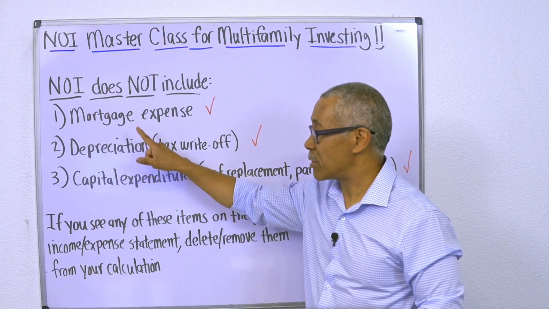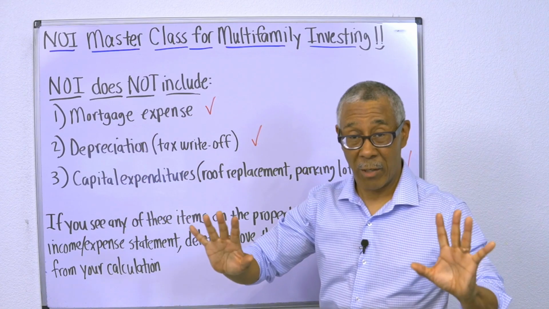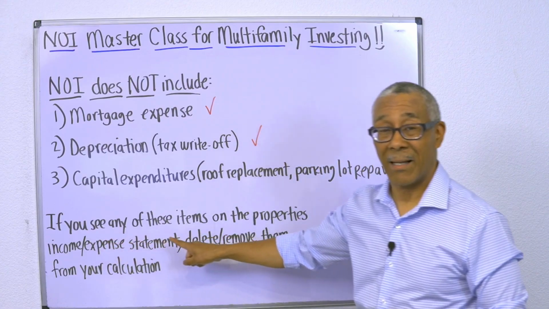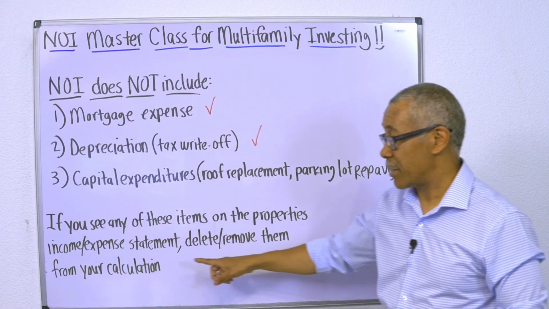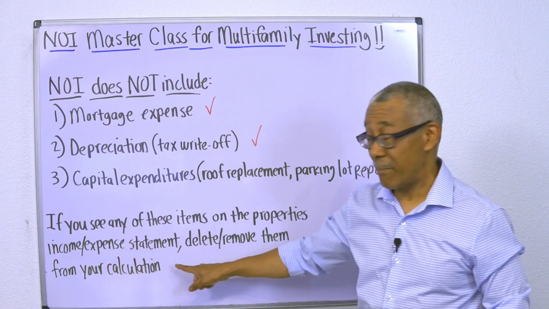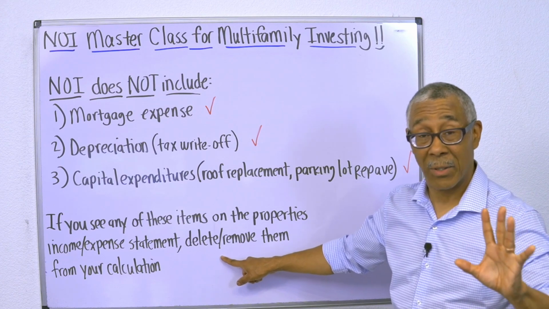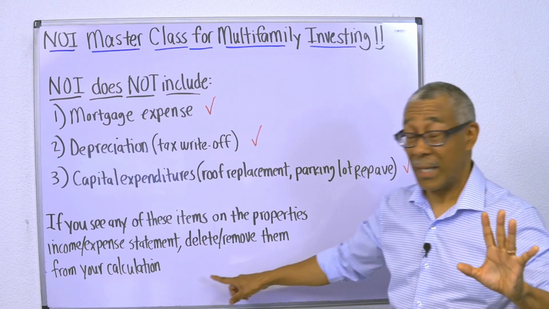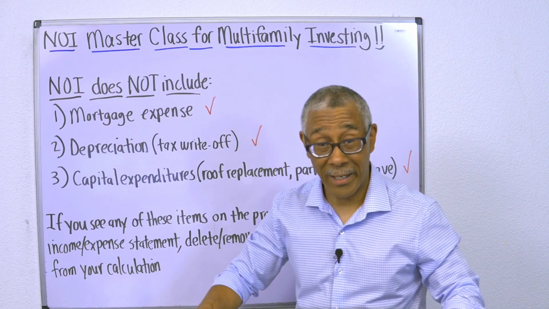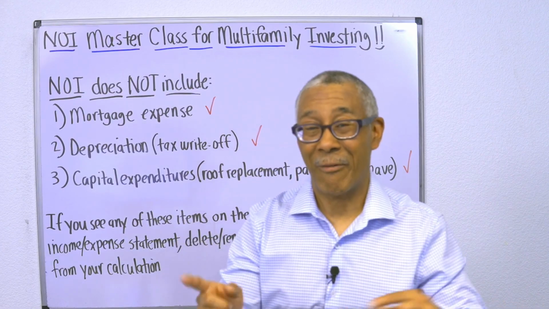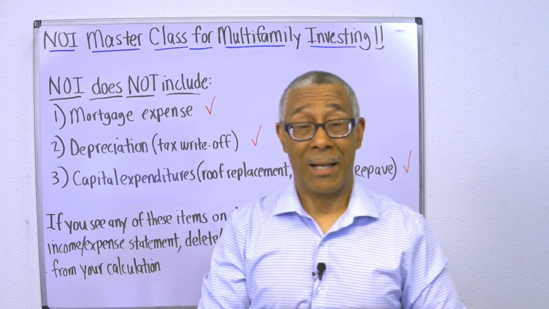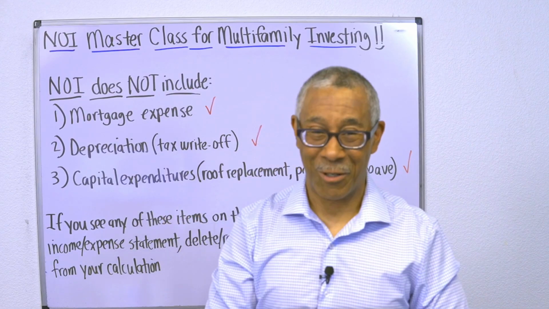No depreciation, no mortgage expense. And hear me out here: if you see any of these items shown on the seller's income expense statements, I need you to delete them or remove them in your calculation. Got it? All right, so we'll leave that with you. Next, let's go on to the beauty of the NOI.